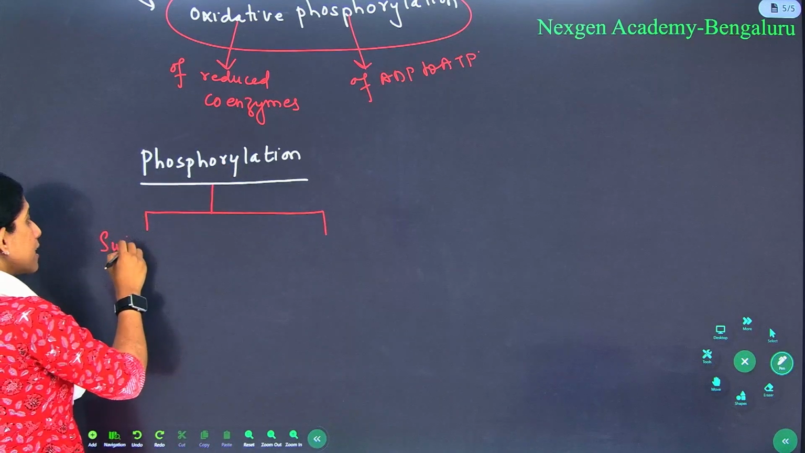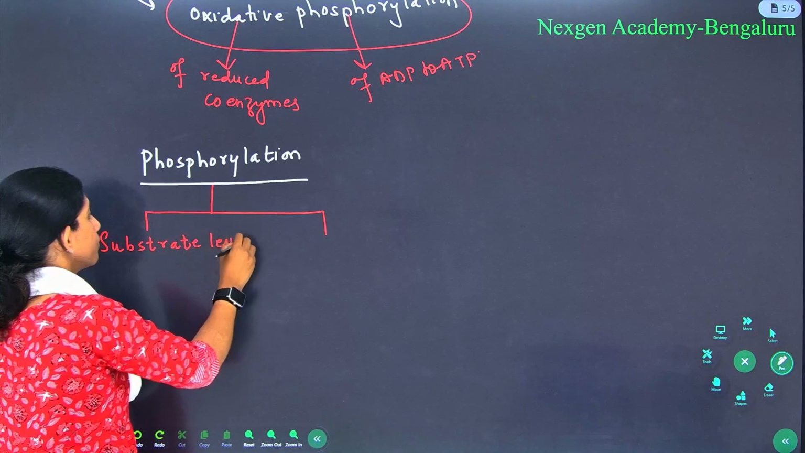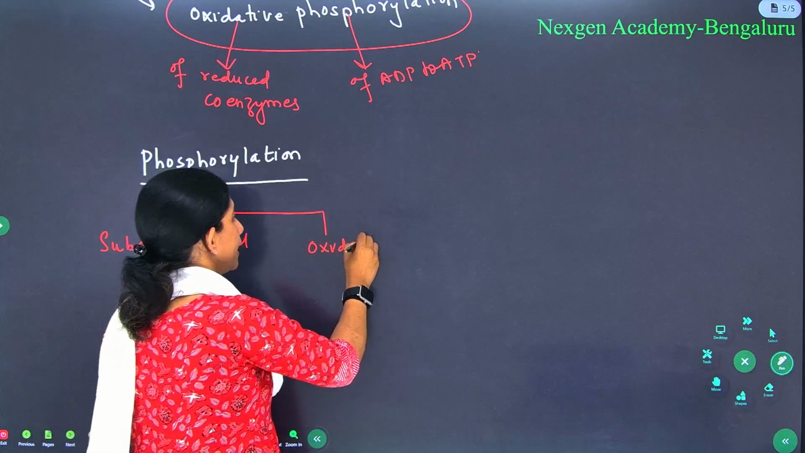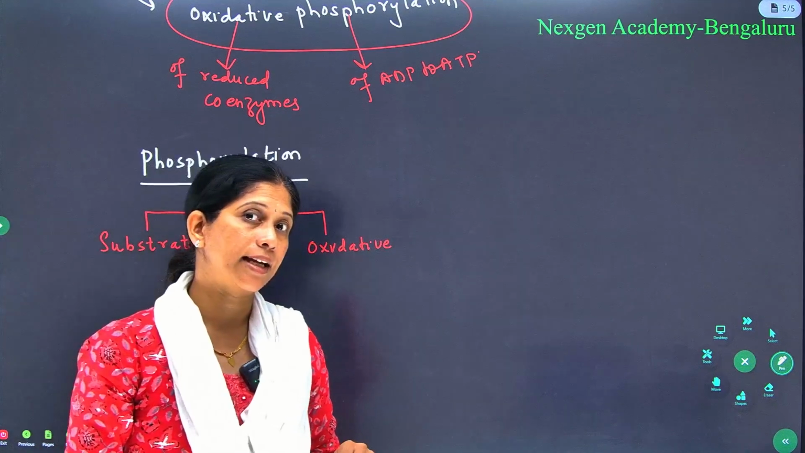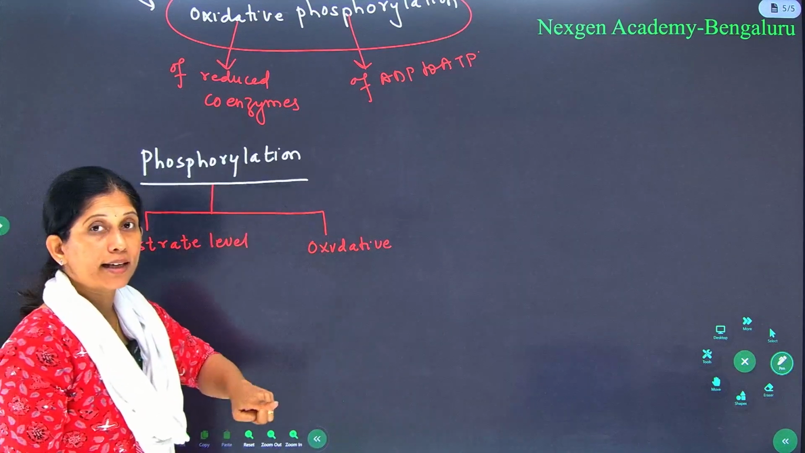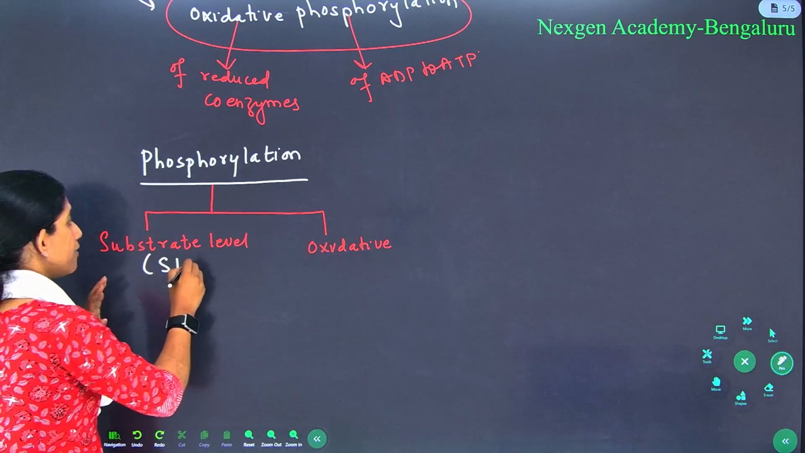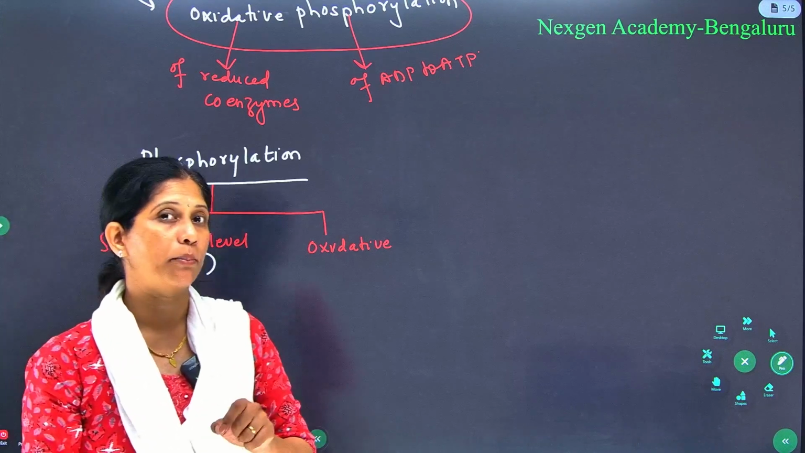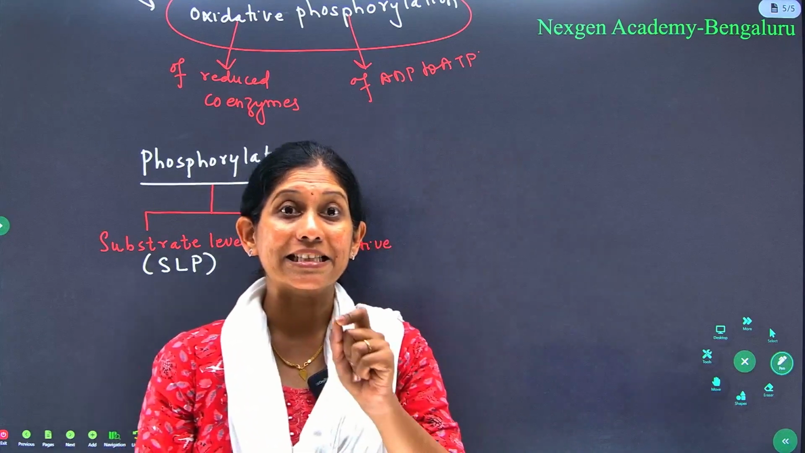Now with respect to our respiration process, there are two types of phosphorylation. One is substrate level phosphorylation. The second is called oxidative phosphorylation, right? So what are the two types of phosphorylation we have? Substrate level phosphorylation and oxidative phosphorylation. There is one more thing here: substrate level phosphorylation can also be abbreviated as SLP.